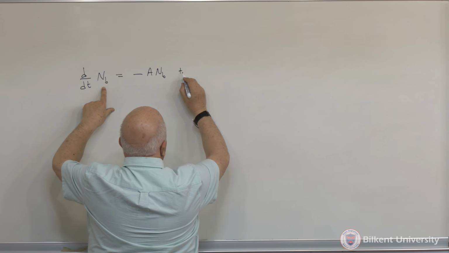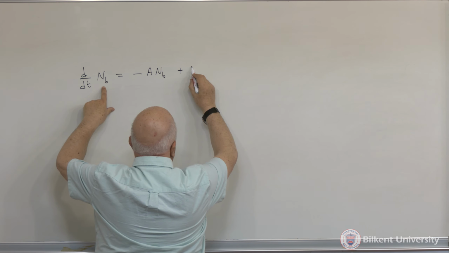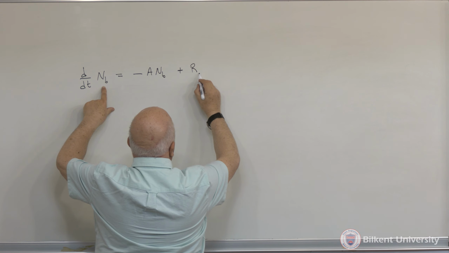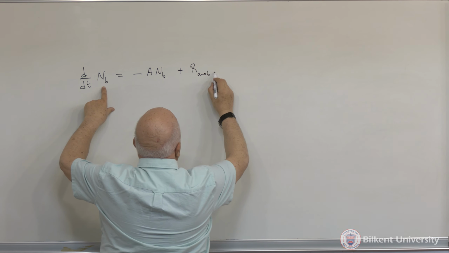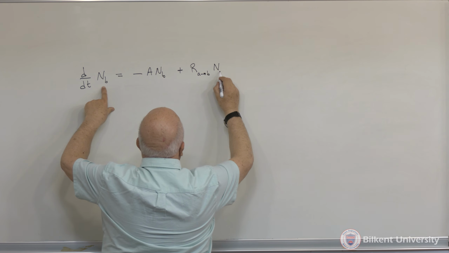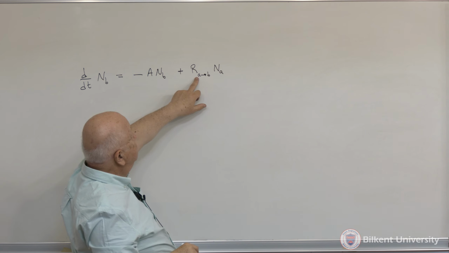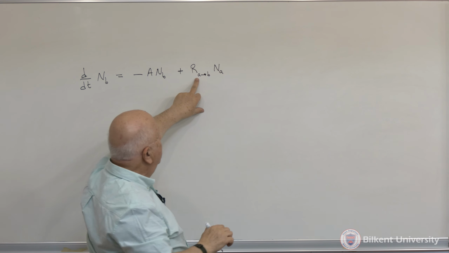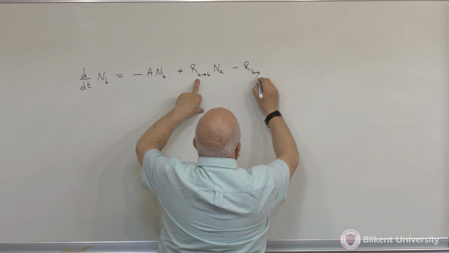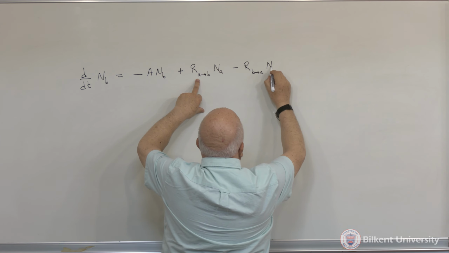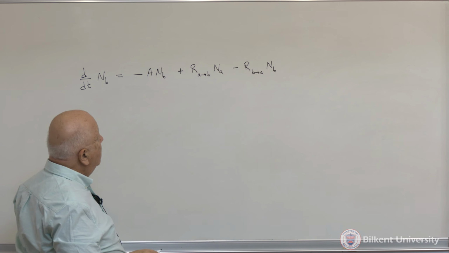Then there's going to be this rate which takes particles from A to B, but that will be proportional to NA. So if the particle is in the A state, with some rate it can go to the B state, and then it can decrease B to A and B.